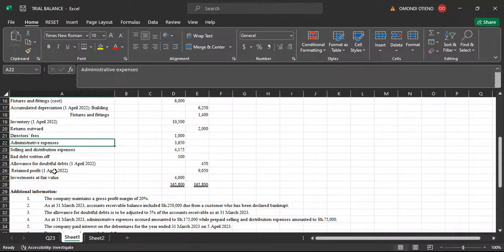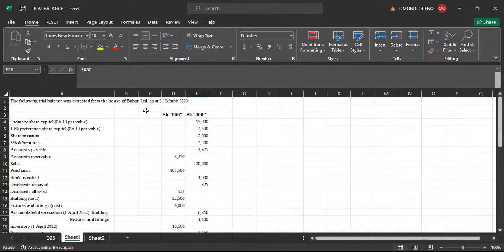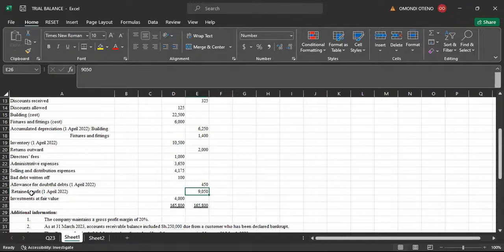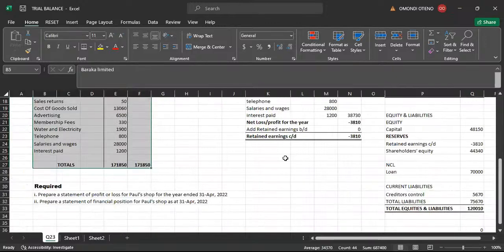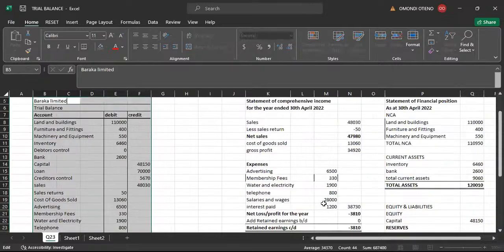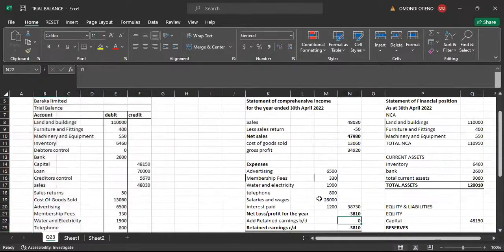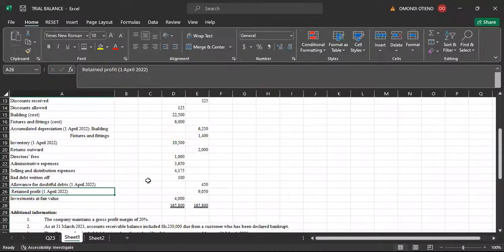Retained profit as at 1st of April 2022 is this figure. But when is the financial year ending? 31st of March 2023, or 31st of March of every year. So this is what we call retained earnings brought down. In this question, our retained earnings brought down was 0. In this other question, it is not going to be 0. It is going to be 9,050. So I believe we've now seen what we have just discussed sometime back there.